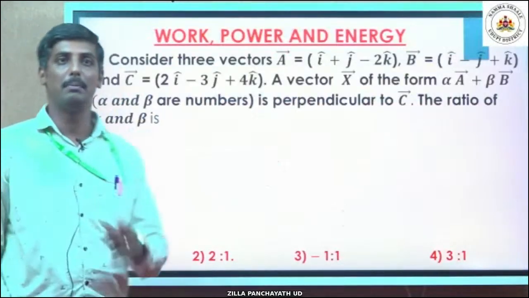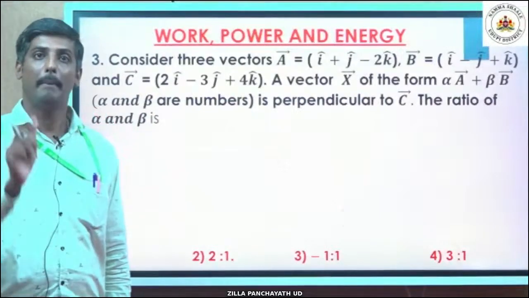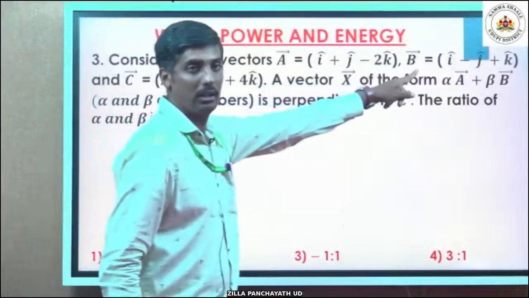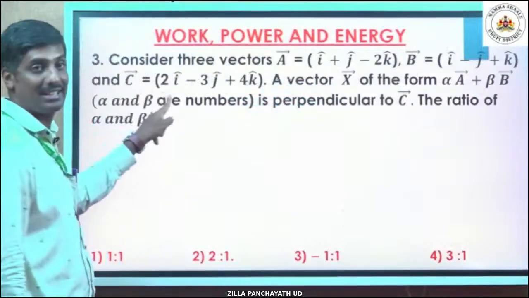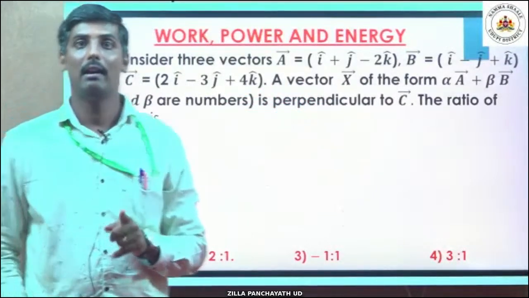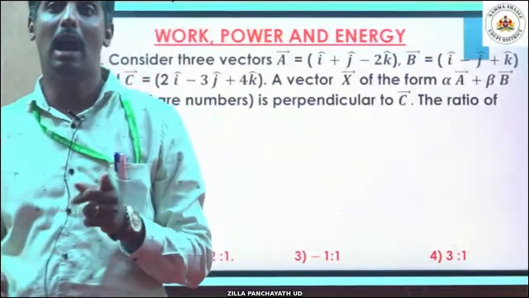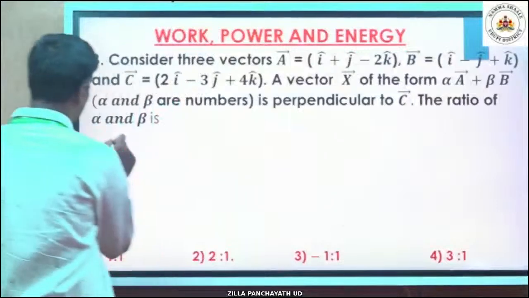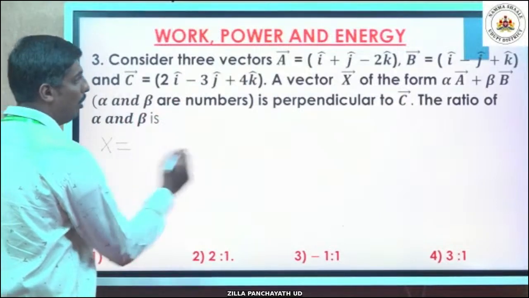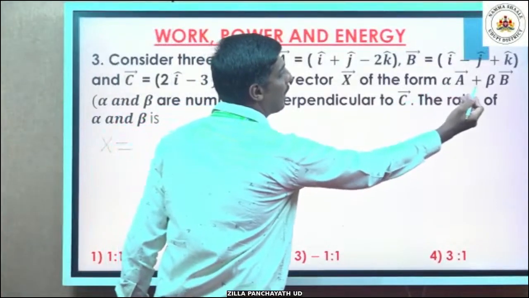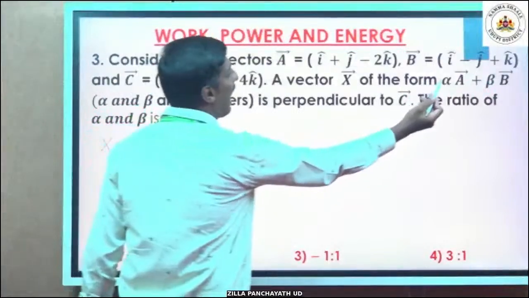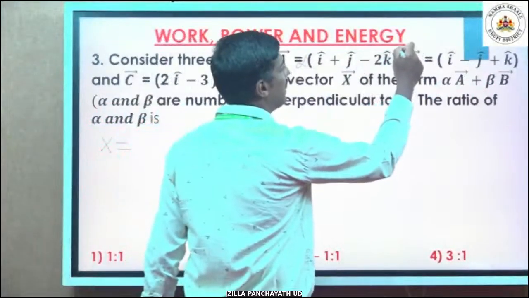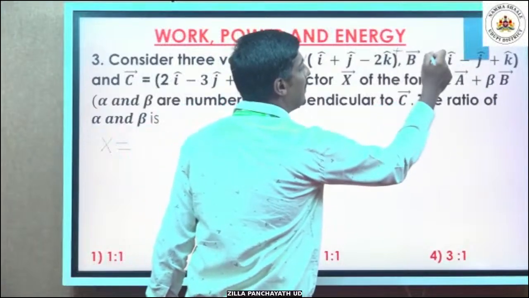See, this is also similar to the previous one, students. But what has been given in this problem is A vector and B vector. These two are the vectors. Three vectors have been given. Look at that. He said that a vector X is in the form of alpha A vector plus beta B vector. Am I right? So what has been given? X is in the form of alpha A vector plus beta B vector. That means I should take alpha with this, alpha A vector, then plus beta B vector.